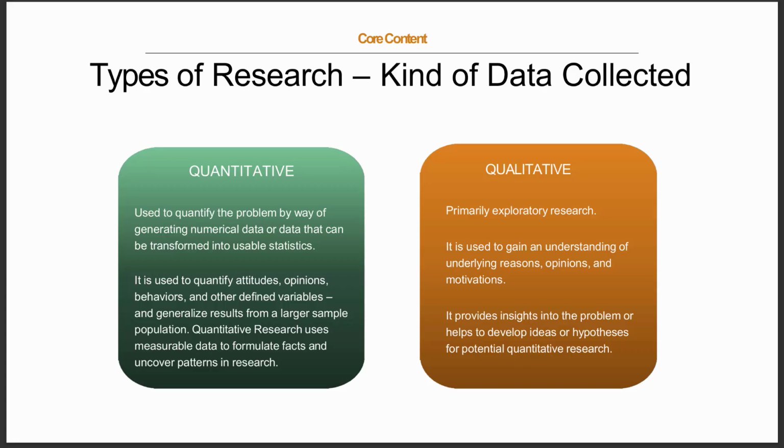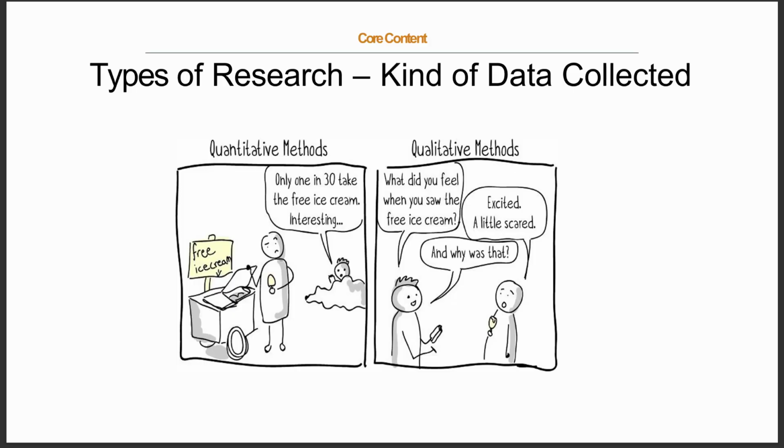Now, qualitative research is talking about qualities, which is opinions and behavior. So it's primarily exploratory research, and it's used to gain understanding of underlying reasons like opinions and motivations. It provides insights into the problem or helps to develop ideas and hypotheses for potential quantitative research.